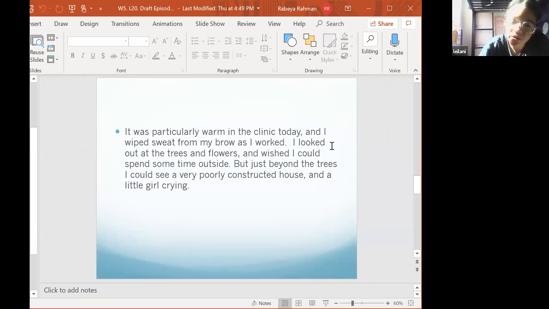It was particularly warm in the clinic today, and I wiped sweat from my brows as I worked. I looked out at the trees and flowers and wished I could spend some time outside. But just beyond the trees, I could see a very poorly constructed house and a little girl crying.